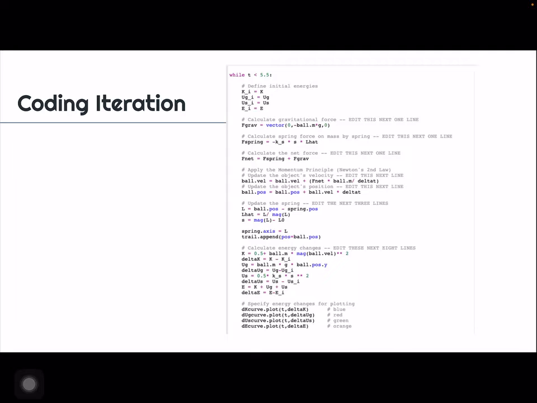On to the coding iteration. In the code, it shows that the initial energies were set equal to their original values, and the gravitational and spring force were then calculated. Net force was found when the gravitational and spring force were added together, and those rewritten formulas for Newton's second law, the velocity update and position update formulas, were then used to track the object, and the stretch of the spring was also found with a new position of mass by updating the value of L, L hat, and S. Lastly, a change in energy was calculated within the system using those energy formulas shown below.